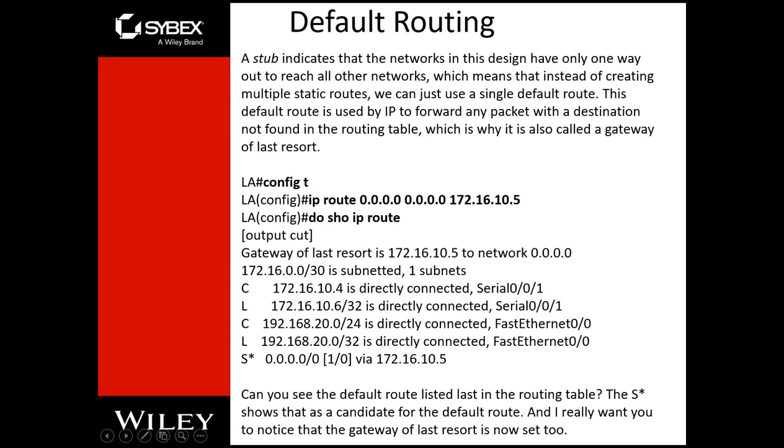Default routing. What the default route says is that if the router doesn't know the network that you are looking for, then by default, it will send it out based on this address, based on this command. So IP route, you specify 0.0.0.0, which means essentially all networks, and send it to the next hop address of 172.16.10.0.